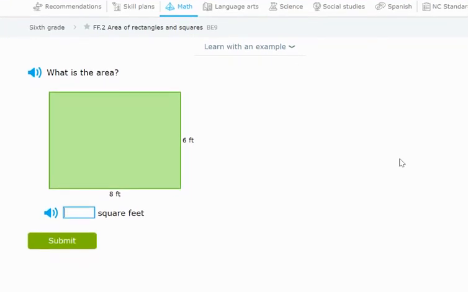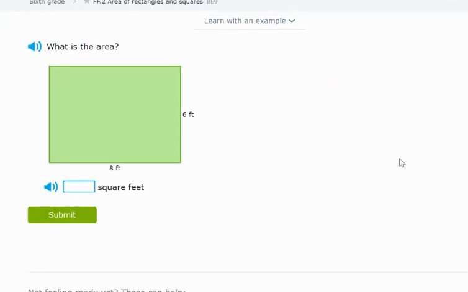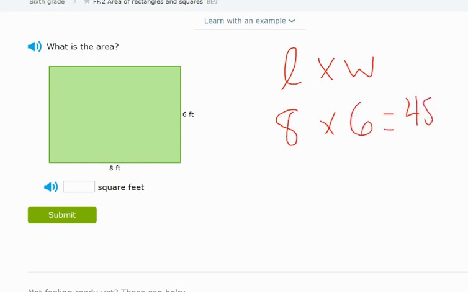When we look at this first question on IXL, it says, what is the area? And we know that the area of a square or a rectangle is simply length times width. In a different situation, it could also be side times side if it's a square, but that's a very specific example. So if we're taking the length times the width, in this case, the length is 8, times the width, which is 6, which is going to be equal to 48 feet squared.